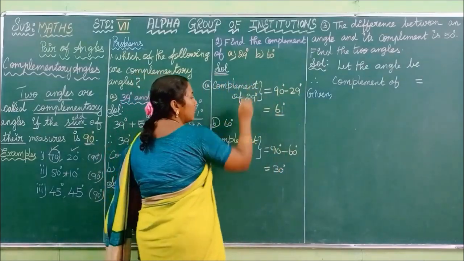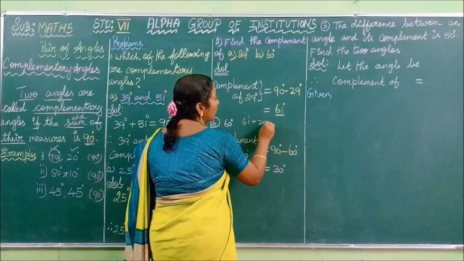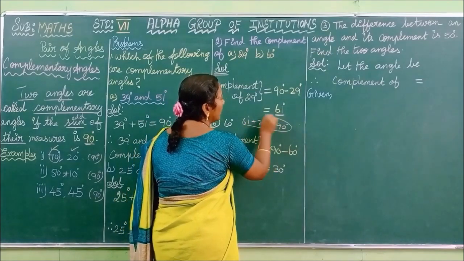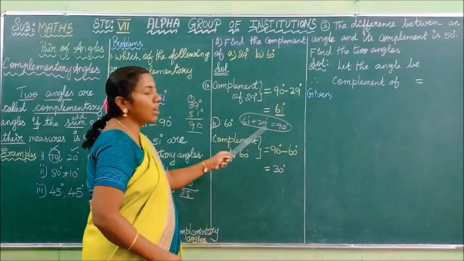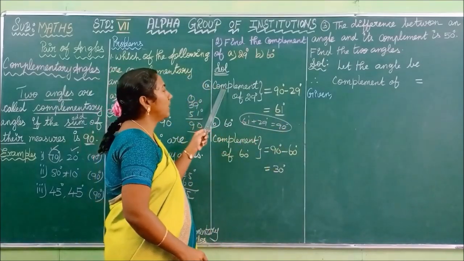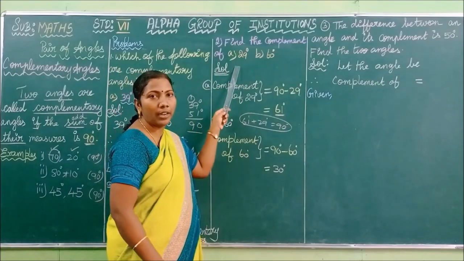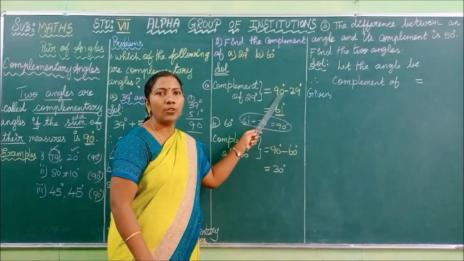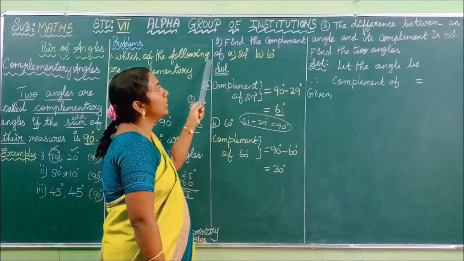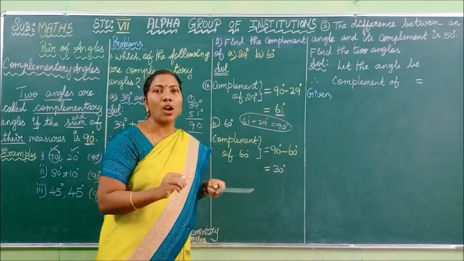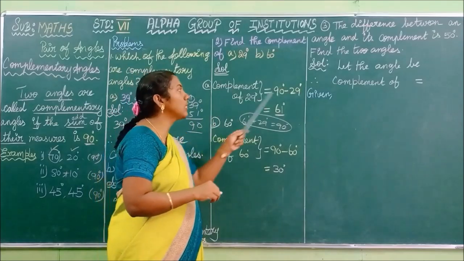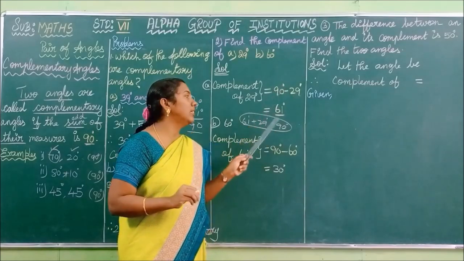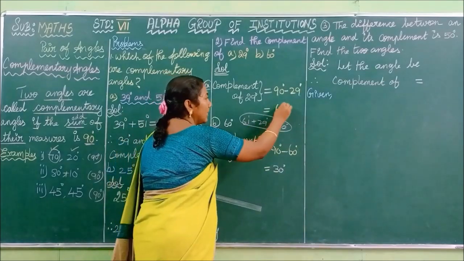If you add 61 plus 29, what is your answer? 9 plus 1 is 10, 70, 80, 90. Thus the sum of the two angles is equal to 90 degrees. So they are complementary angles. That's why, when they ask for the complement of 29, we have to subtract the given angle from 90 degrees. Do you understand, children? So in the question, if they are asking to find the complement of some angle, you have to subtract that particular given angle from 90 degrees. You get that answer. Okay. Thus we get the answer 61 degrees.